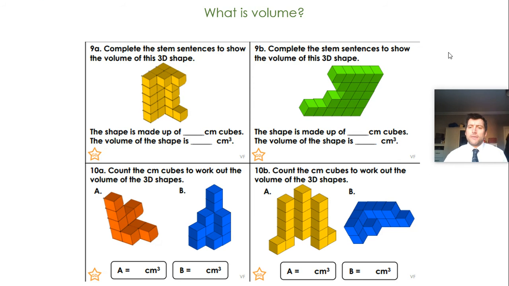Okay. Guys, again here, pause it. Write these STEM sentences for 9A and 9B. And then for 10A and 10B, if you could work through those as well, please.